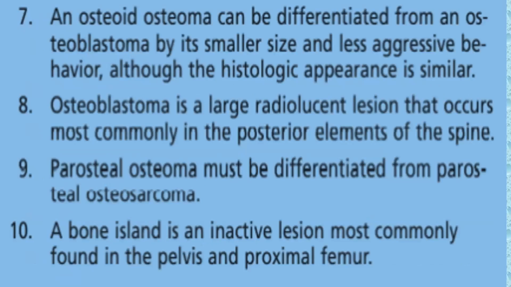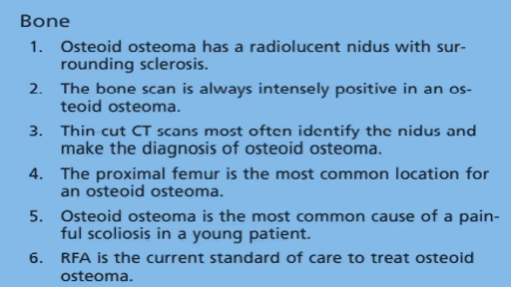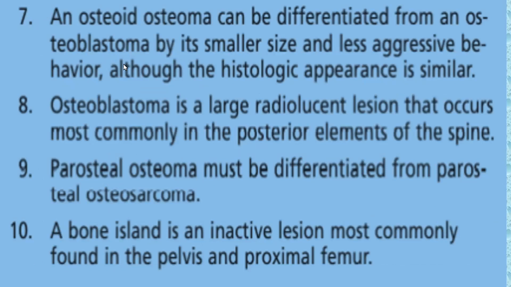An osteoid osteoma can be differentiated from an osteoblastoma by its smaller size and less aggressive behavior, although histologic appearance is similar. Osteoblastoma is a large radiolucent lesion that occurs most commonly in the posterior elements of the spine. Parosteal osteoma must be differentiated from parosteal osteosarcoma.